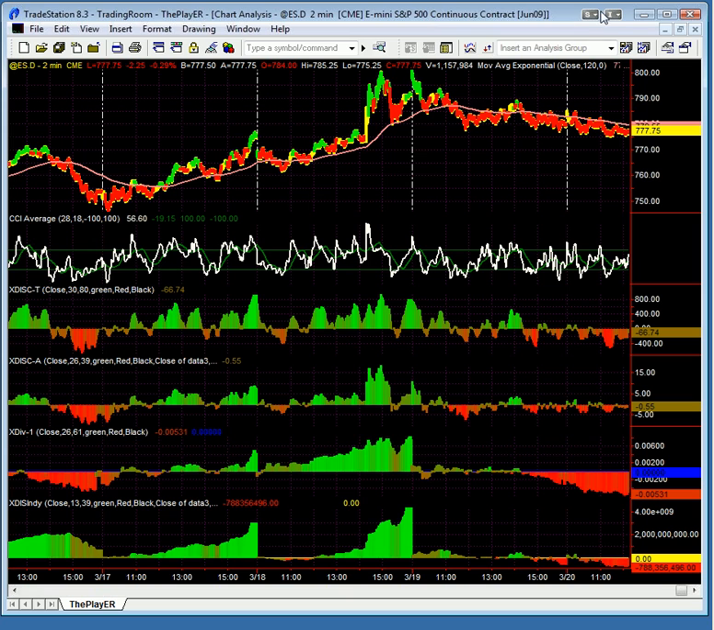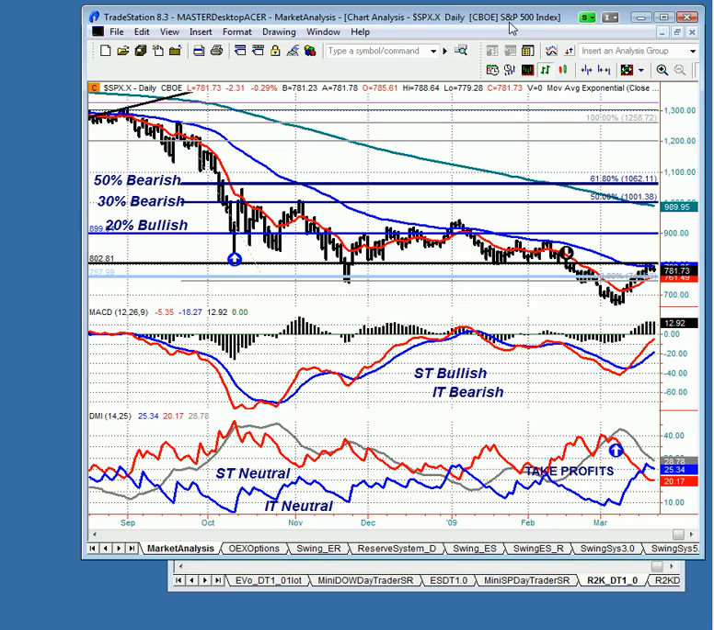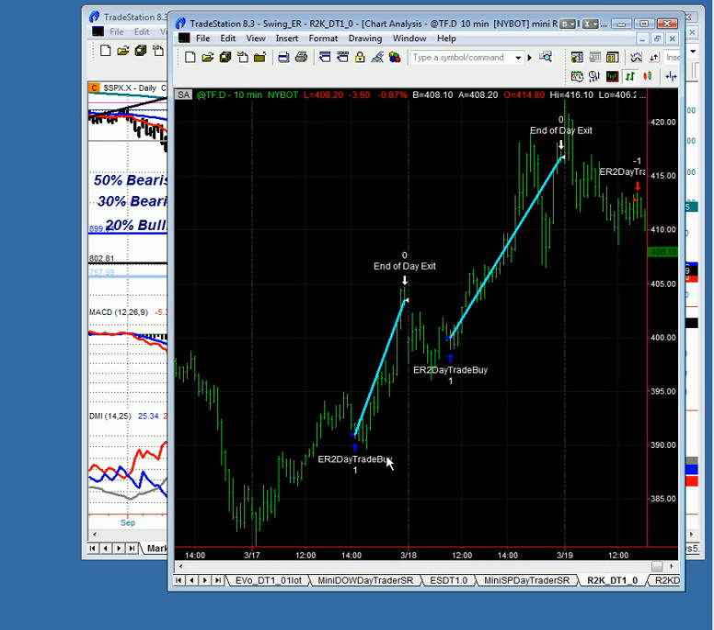We're going to go ahead and minimize this and look at the daily chart of the market. This, of course, is the cash market. And actually, we'll just look at that. Look at those beautiful winners in the Mini Russell Day Trader 1.0.